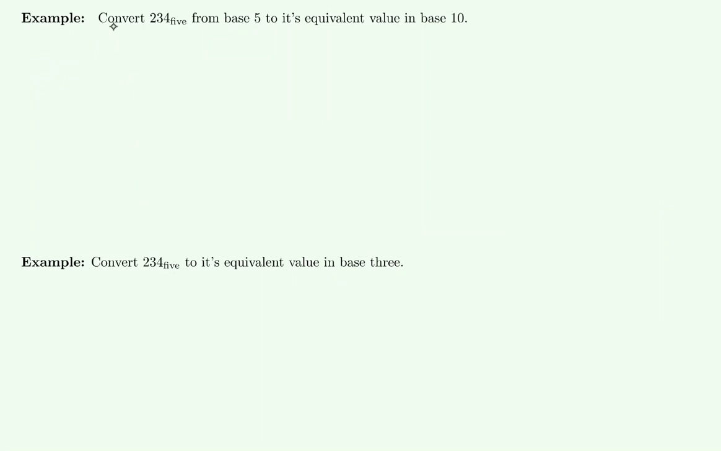Our first example asks us to convert 234 in base 5 from a base 5 number to its equivalent in base 10, which we would recognize as the same as decimal form, which we can think of as the same as our normal number system.